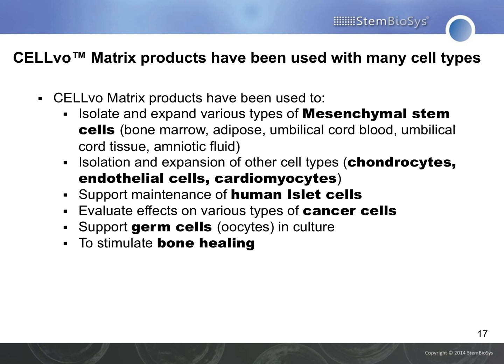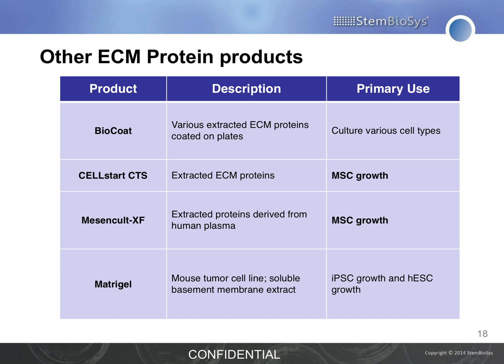So it's possible that the matrix being produced by a mesenchymal stem cell is able to support the growth of different types of cells. And that's been our experience as well. Just a quick look at some of those competitive products that I had mentioned before. BioCoat can be used for different types of cells. CellStart and Mesencult products were developed primarily for mesenchymal stem cell growth, and those are some of the comparisons that we had seen before. And then we hear a lot about Matrigel.